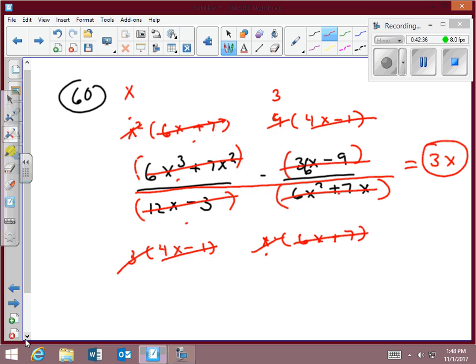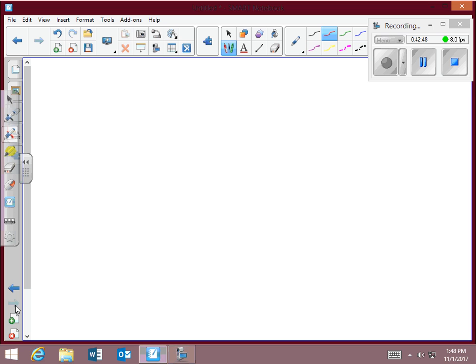So that finishes 8-1. In 8-2, what we're going to do is we're going to do something called least common denominators. Multiples. 8-2. It says LCM. That means what? Least common multiple.